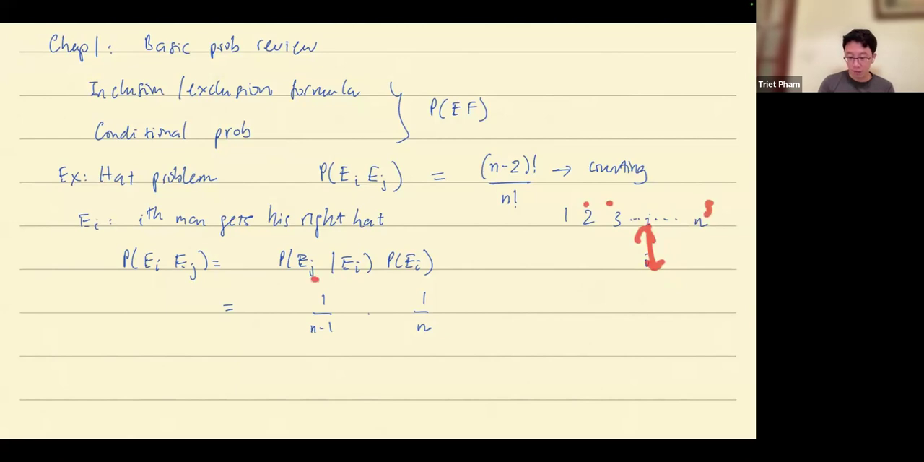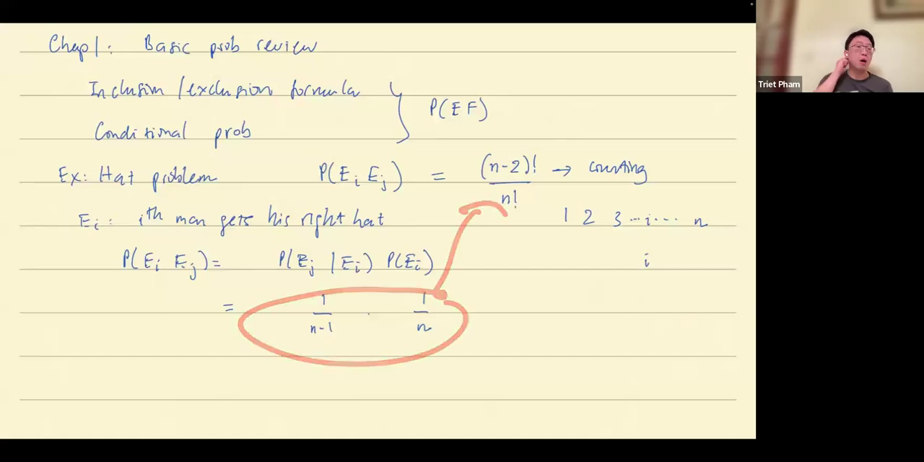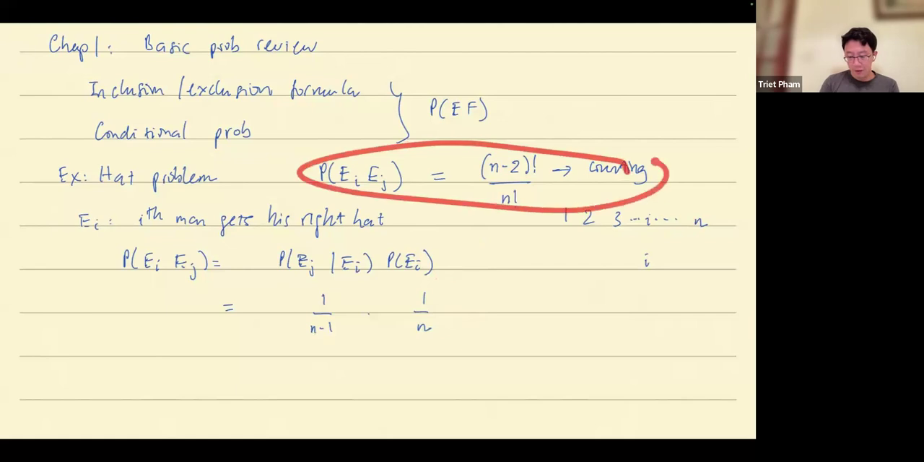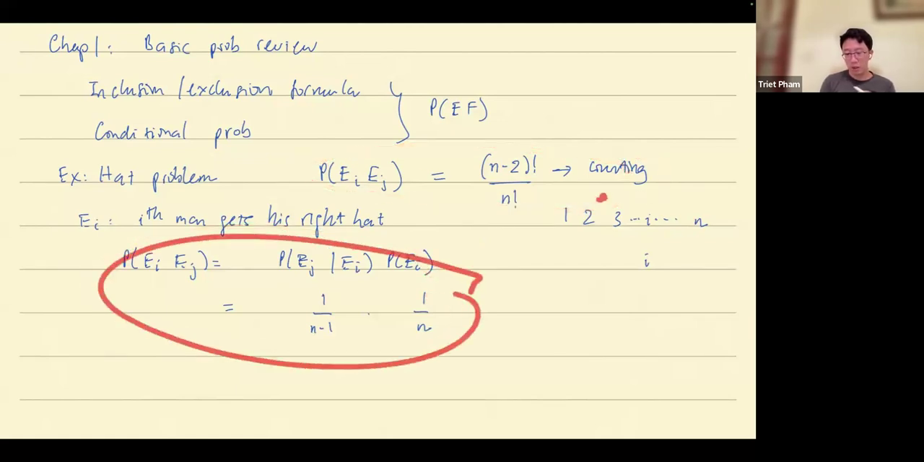So we only have n minus 1 hats left, and then of course, everything being equally likely, the jth person getting his right hat is 1 over n minus 1. You see that this is exactly that number as well. So they are the same answer, but they are arrived at using different ways. This is counting, and this is by conditioning.